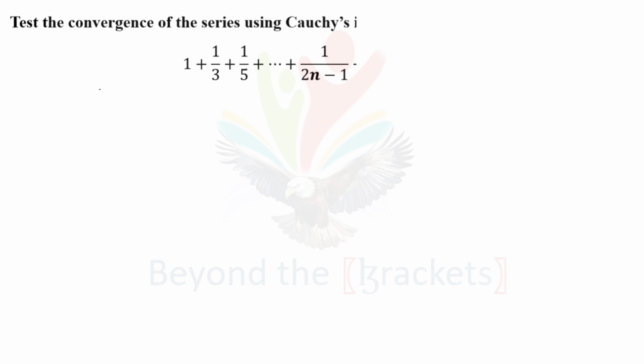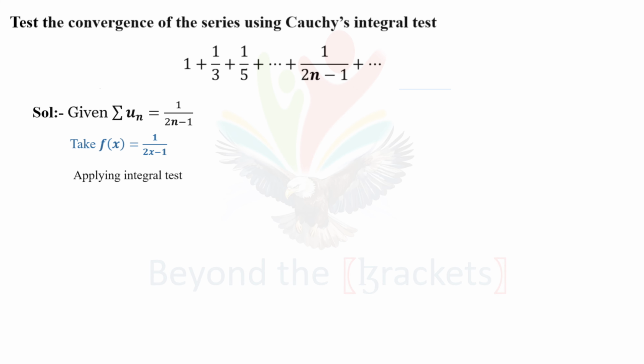Here a series is given where the nth term is 1 by 2n minus 1. To apply the integral test, replace n with x to get the corresponding function f of x as 1 by 2x minus 1. The integral from 1 to infinity of f of x with respect to x will be the integral from 1 to infinity of 1 by 2x minus 1 with respect to x.